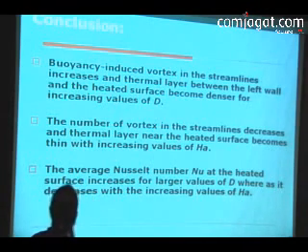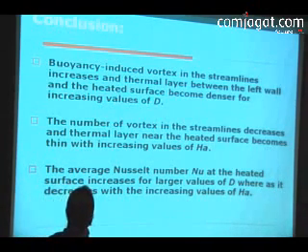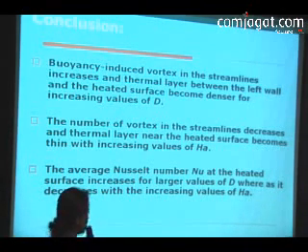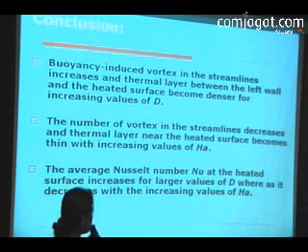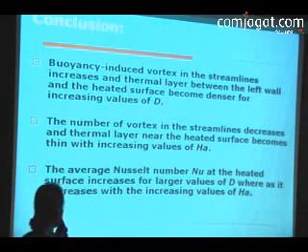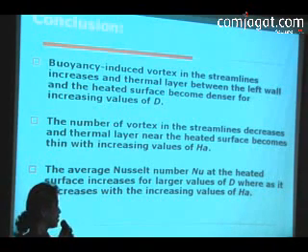The conclusion: the vortex in the streamline increases and the thermal layer between the left wall and the heated surface becomes denser for increasing values of D, and the number of vortices in the streamline decreases with increasing Hartmann number, while the thermal boundary layer becomes thin with increasing values of Ha. And the average Nusselt number at the heated surface increases for larger values of D, whereas it decreases with increasing values of Ha.